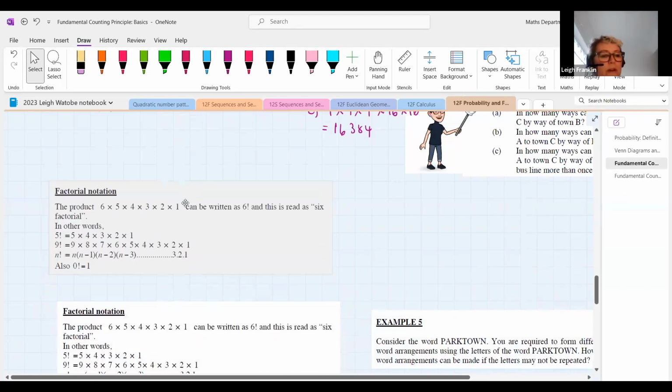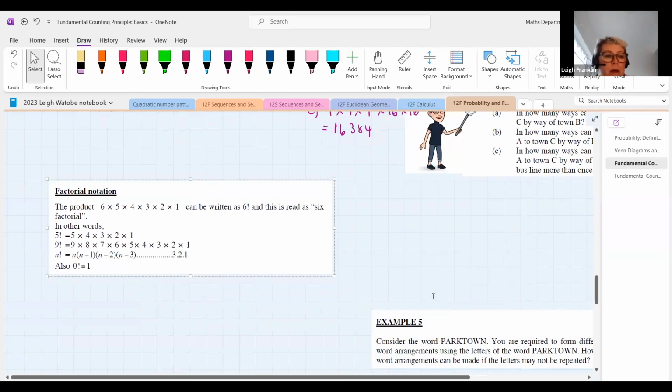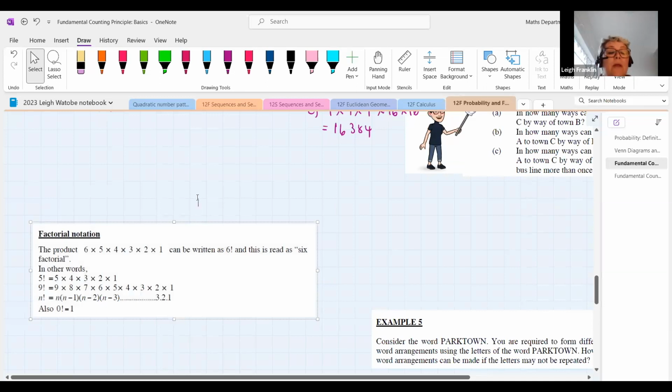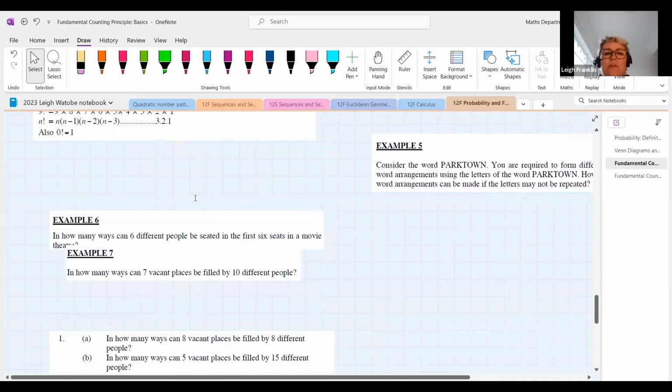Okay, so we know factorial notation. The product 6 by 5 by 4 by 3 by 2 by 1 can be written as 6 factorial. So we've got 6 factorial, 9 factorial, also 0 factorial is equal to 1. That's a definition, but I'd be very surprised if you actually end up having to work with that.